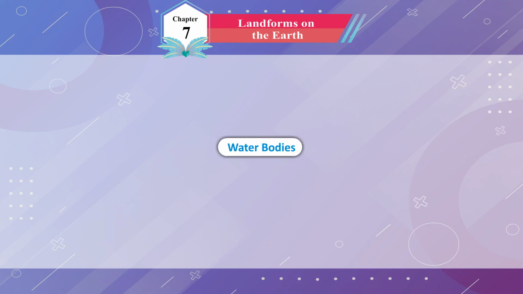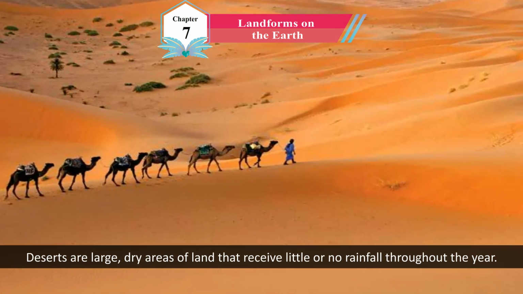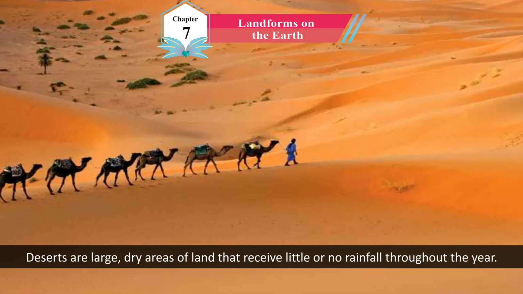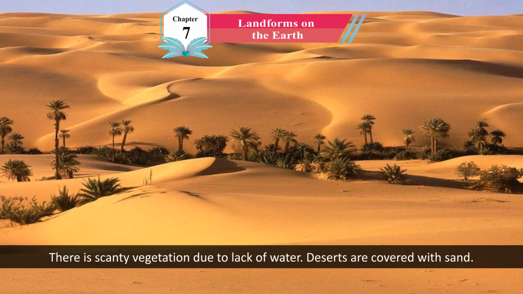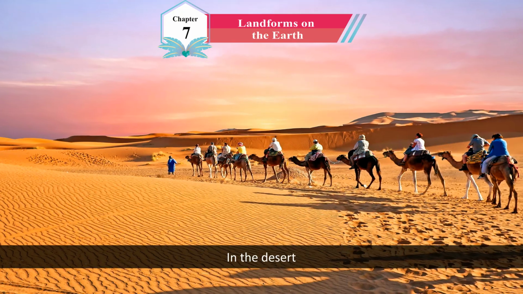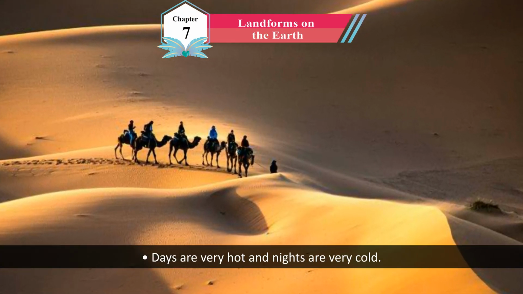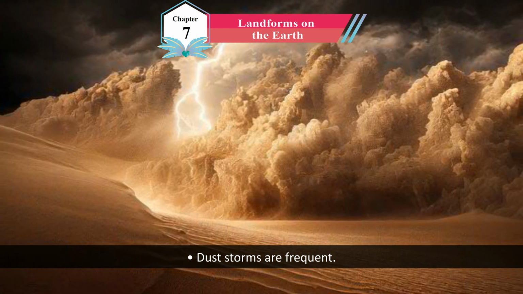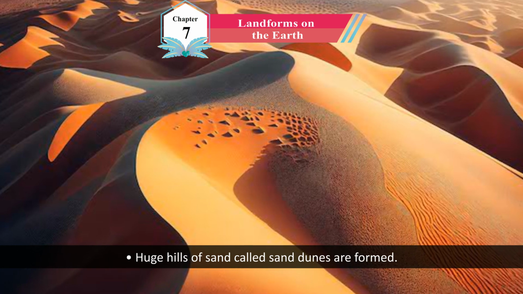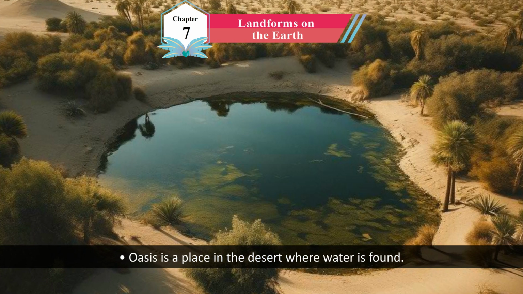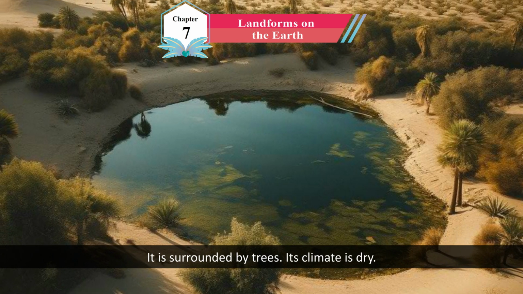Deserts. Deserts are large, dry areas of land that receive little or no rainfall throughout the year. There is scanty vegetation due to lack of water. Deserts are covered with sand. In the desert, days are very hot and nights are very cold. Dust storms are frequent. Huge hills of sand called sand dunes are formed. An oasis is a place in the desert where water is found. It is surrounded by trees.